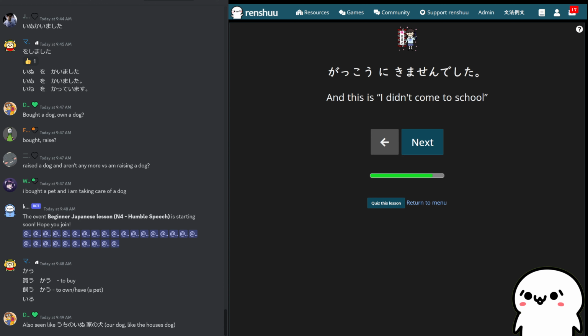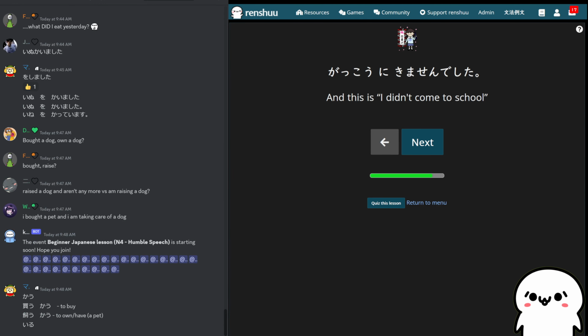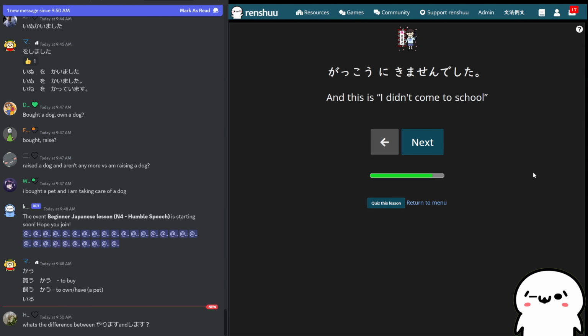If you still need practice on, say, the masu forms or these mashita or masendeshita that we learned today, and you think, I know them, but it takes me too much time to get them out, and I want to speed it up. Up until now, we've had verb conjugation practice in Renshu, but it was kind of hidden. It was in a terrible spot, and so many people rightfully said, you should fix that.